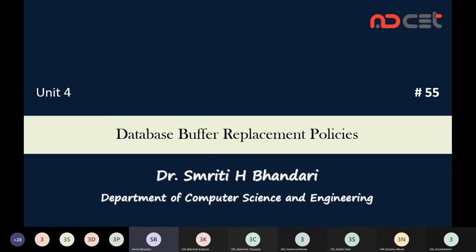Today we are going to discuss database buffer replacement policies. And after that, we'll be focusing upon the concept of indexing in database systems.